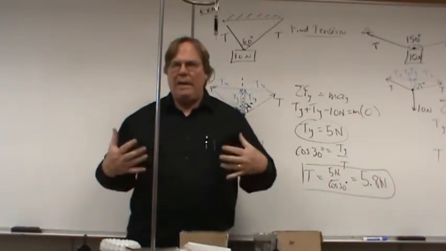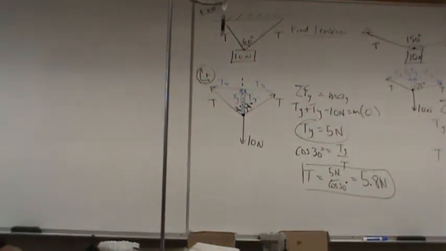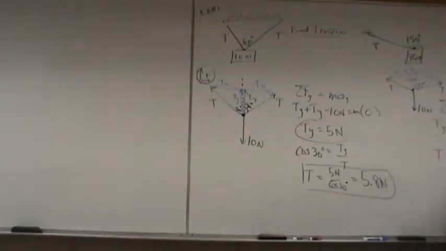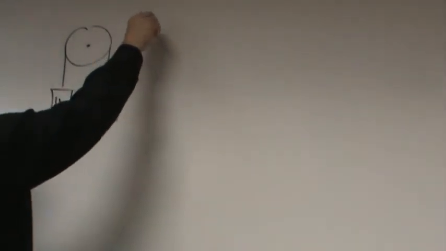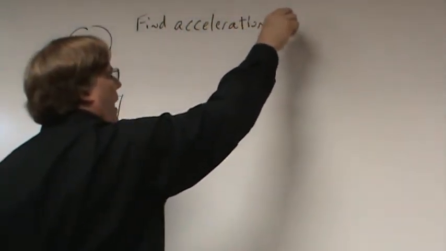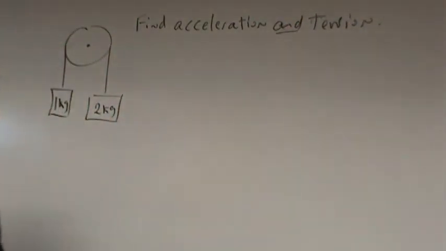Okay, good. Well, I need to teach you how to deal with this simple type of pulley problem. And the key to it is going to be to make a free body diagram of both masses. So here we go. Suppose I have a pulley and I have a 1 kilogram mass here and a 2 kilogram mass here. And I want you to find the acceleration and the tension while it's accelerating. Acceleration and tension.